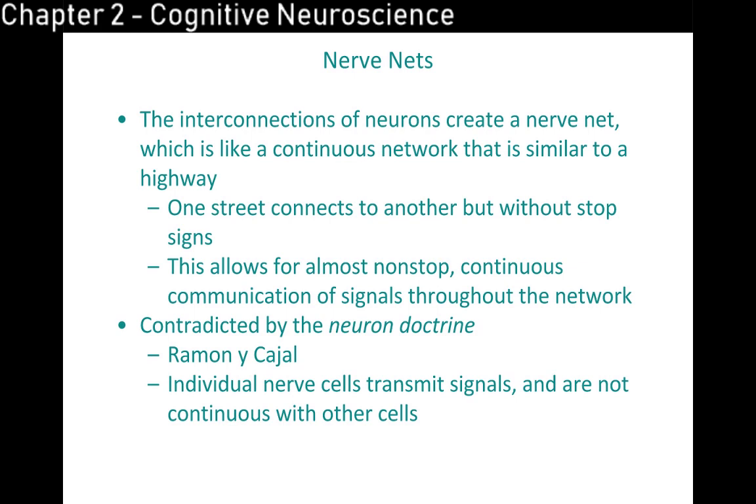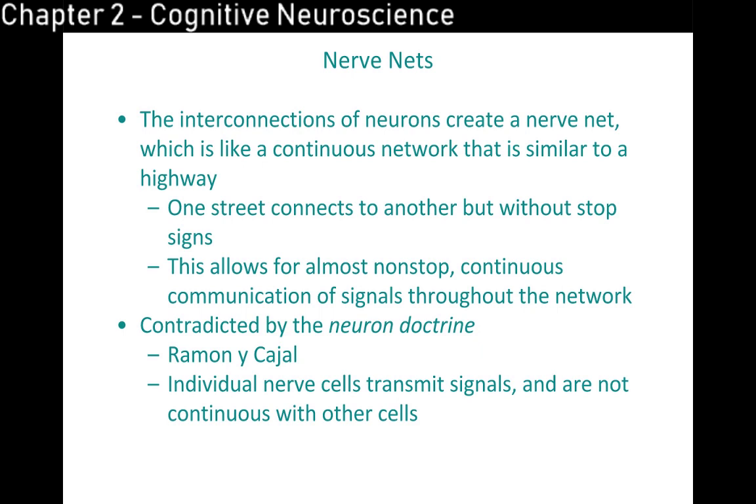Now, one important thing to note in terms of the development of cognitive neuroscience and neuroscience in general is that there are always alternative perspectives. And one of those important perspectives that's talked about in your book is this perspective espoused by Ramon Y. Cajal. And this is called the neuron doctrine. And this focuses on the idea that individual nerve cells transmit signals, and they're not necessarily continuous with other cells.